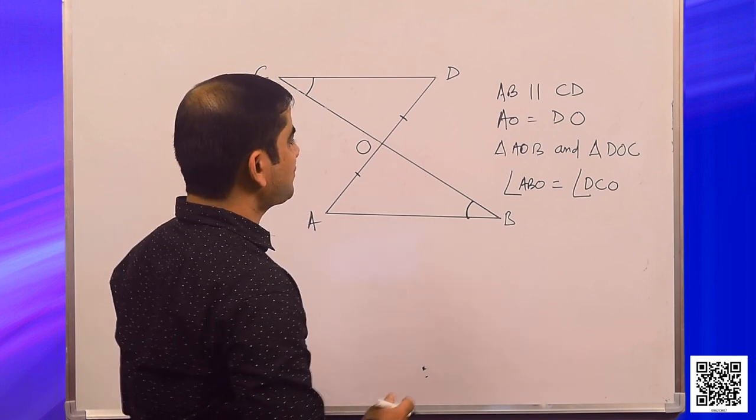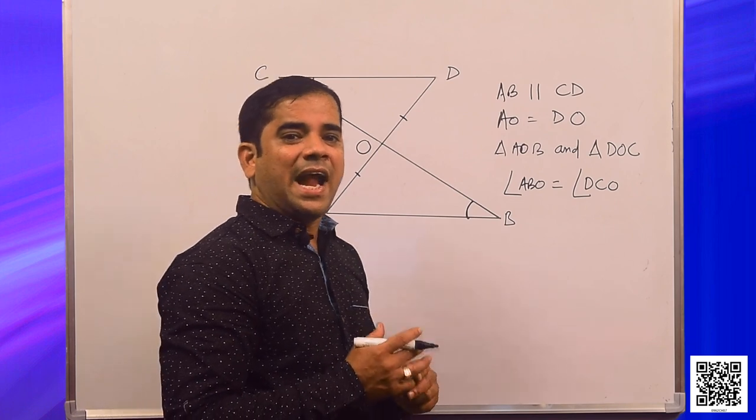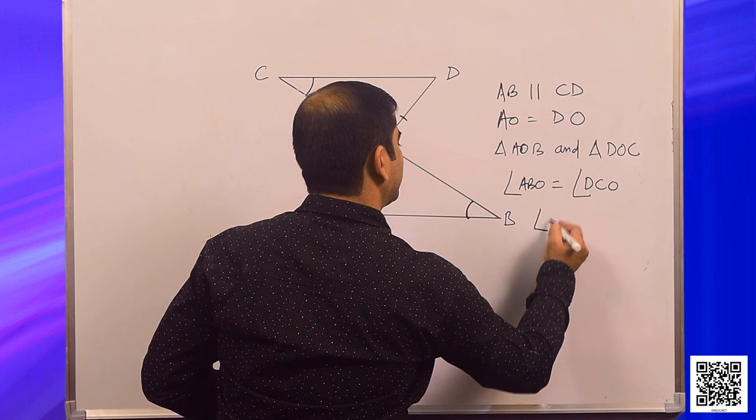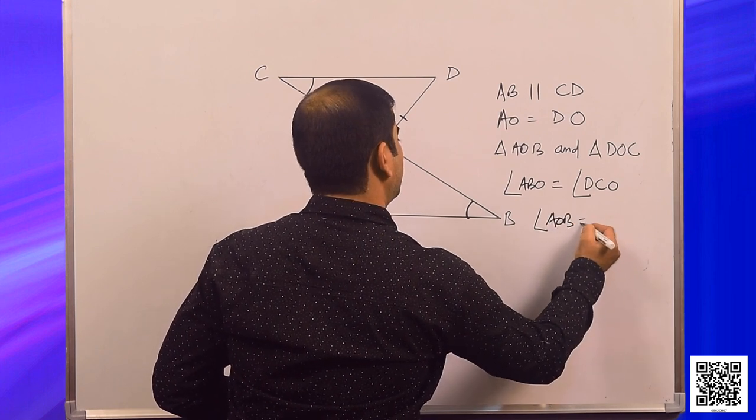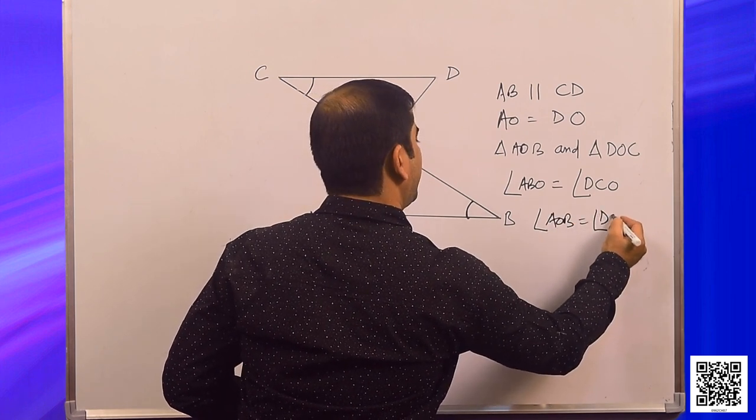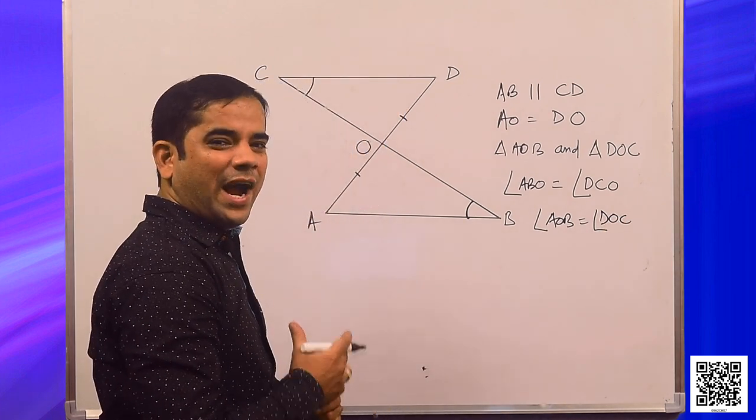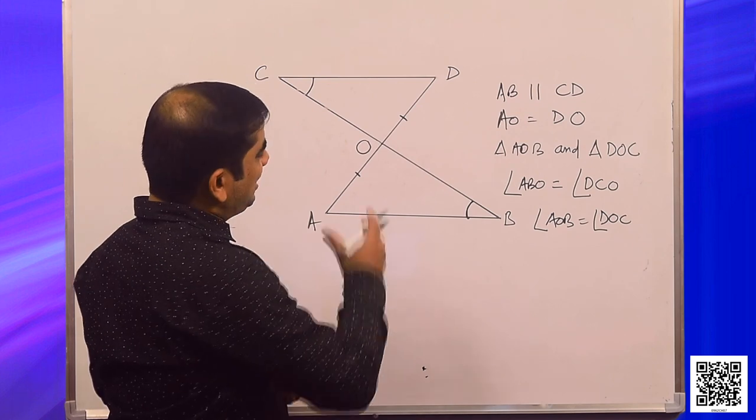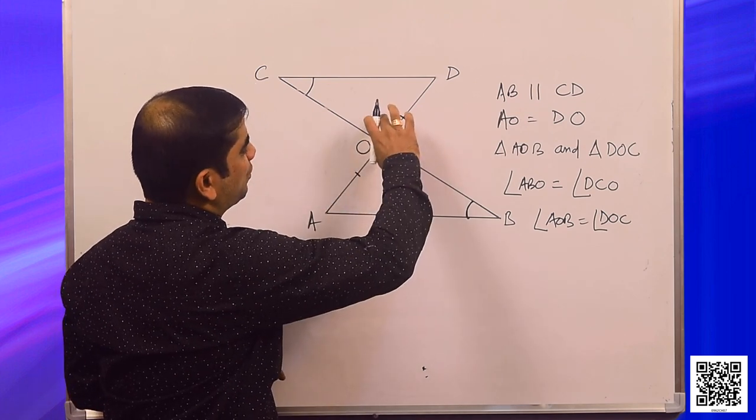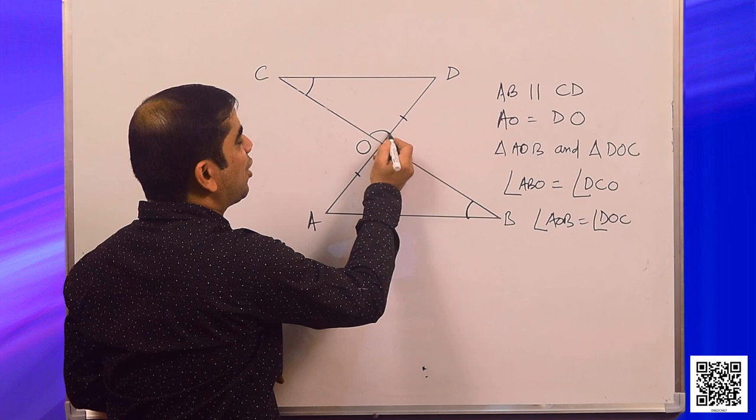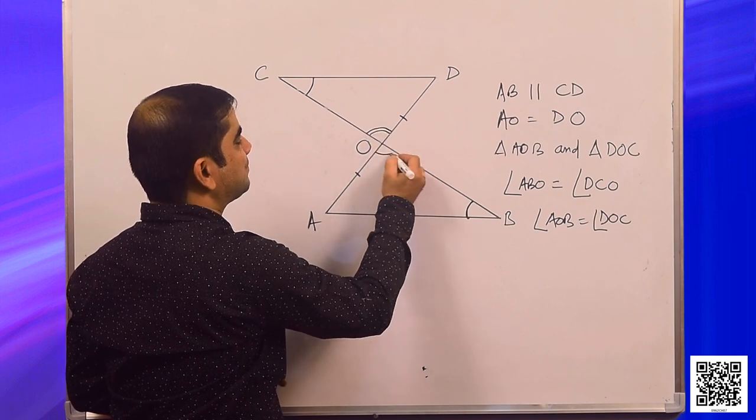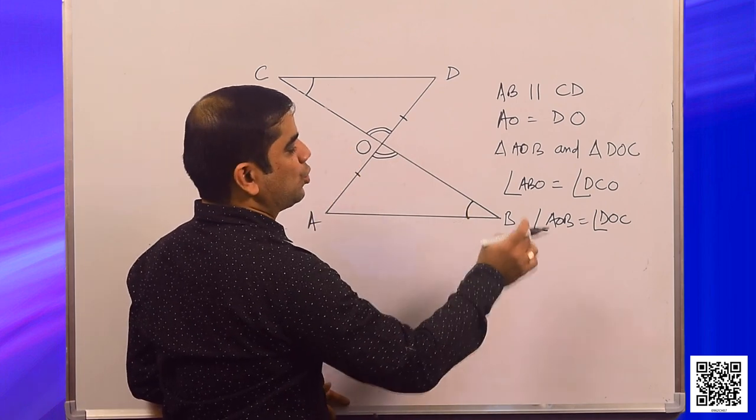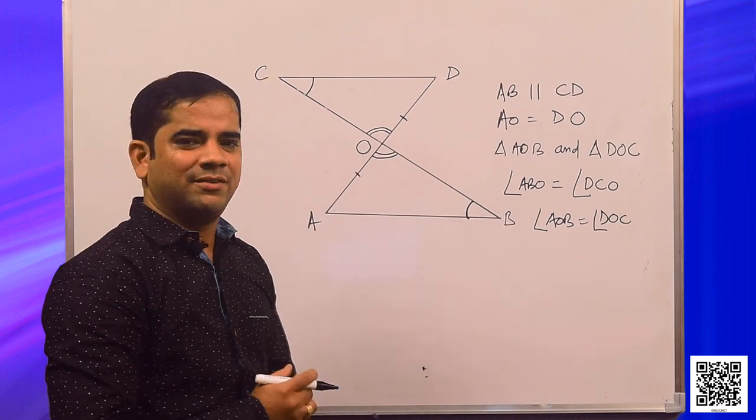Then angle AOB is equal to angle DOC. Can you say why? Yes, I hope you understand that these two angles are vertically opposite to each other. That means angle AOB is equal to angle DOC.